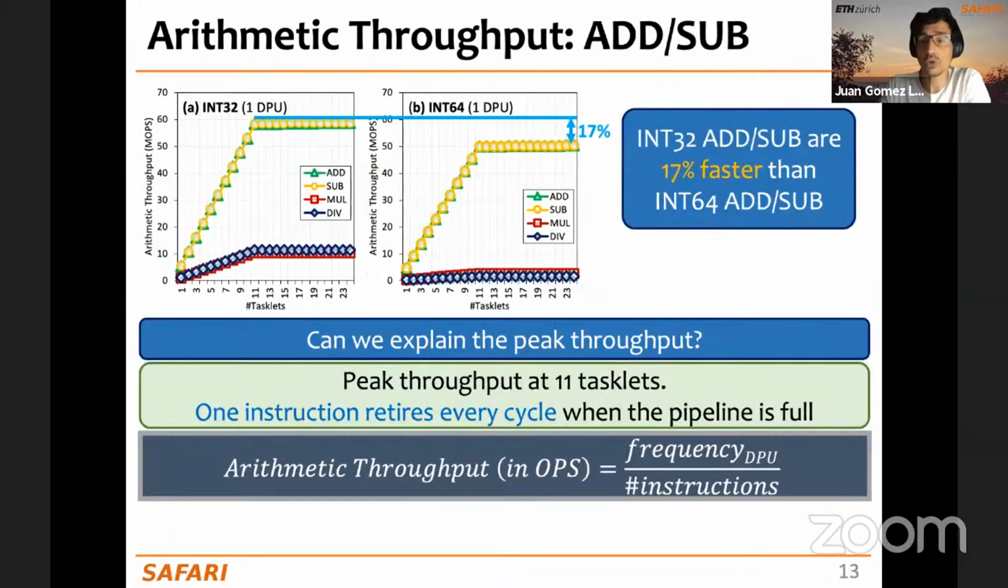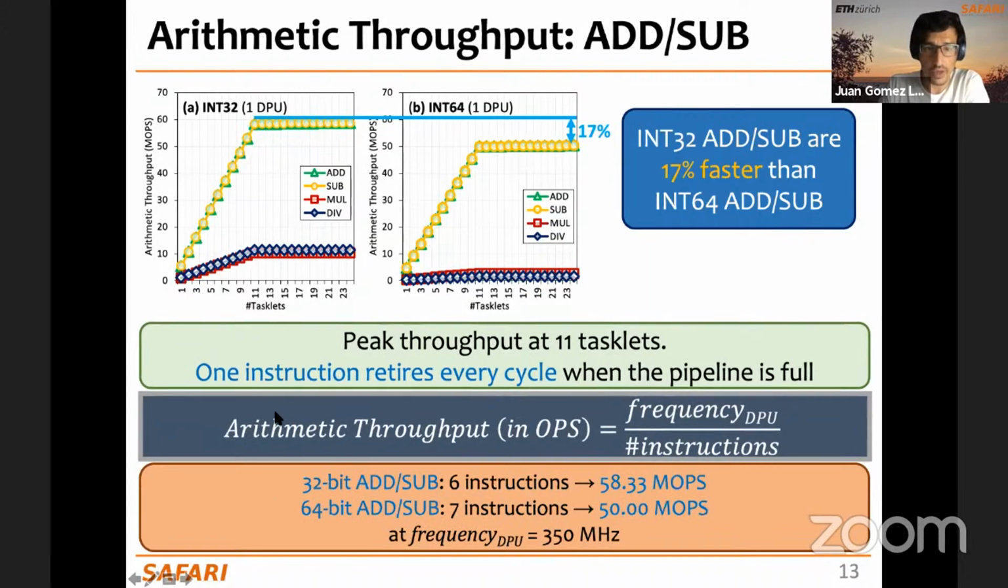And this is enough to explain this difference in arithmetic throughput between these two cases. We calculate the arithmetic throughput using this expression here. If we take into account that for 32-bit integers we need 6 instructions, and for 64-bit integers we need 7 instructions, this results in 58.33 mega operations per second for integer 32 and 50 mega operations per second for integer 64. This is essentially what we obtain in our measurements, as you can see in the plot. So this is what explains the performance difference here.